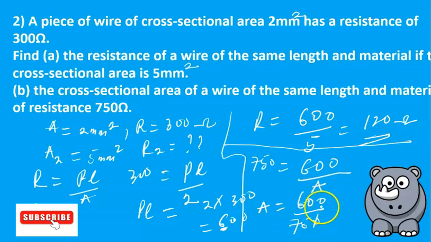Now you can use your calculator to quickly solve that. 600 divided by 750 is the same thing as 0.8. The area in this question is given in millimeter squared, so I have it as 0.8 millimeter squared.